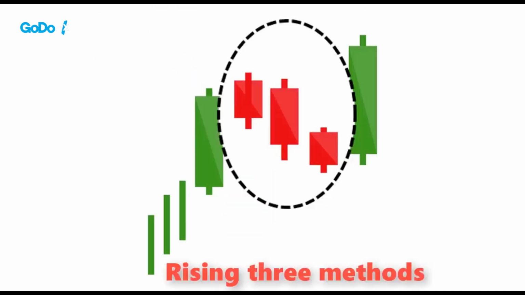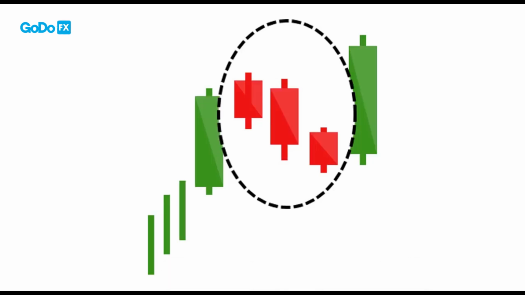Rising three methods. The opposite is true for the bullish pattern, called the rising three methods candlestick pattern. It comprises 3 short reds sandwiched within the range of 2 long greens. The pattern shows traders that, despite some selling pressure, buyers are retaining control of the market.